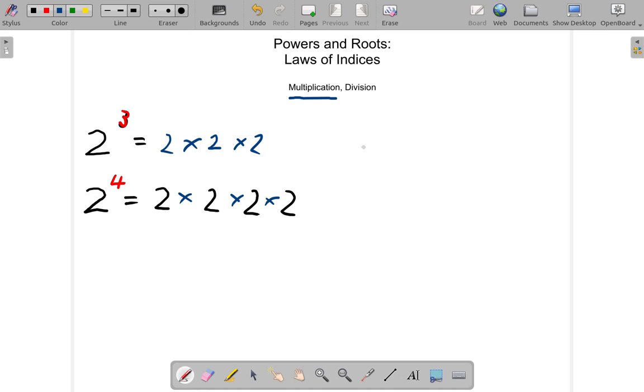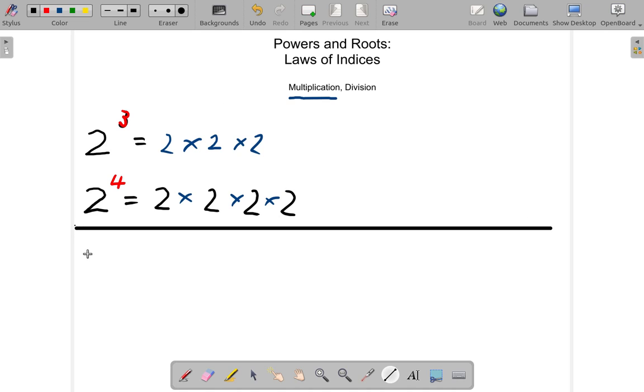Now, suppose you have, instead of these separately, 2 to the power of 3. Let me put it down here. I'm going to need this space. Let me just separate this from what I'm going to do. What I have is 2 raised to the power of 3 multiplied by 2 raised to the power of 4. How would that one go?